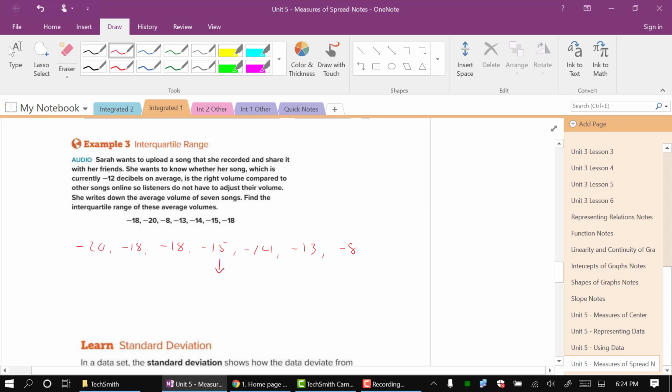Now we're going to start working our way to the middle, and we're going to find in the middle, quartile 2, is negative 15. Now we're going to find the middle of this, which is right here. So this is our quartile 1. Find the middle of this. This is our quartile 3.